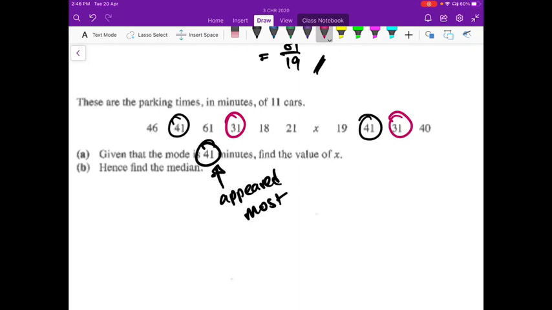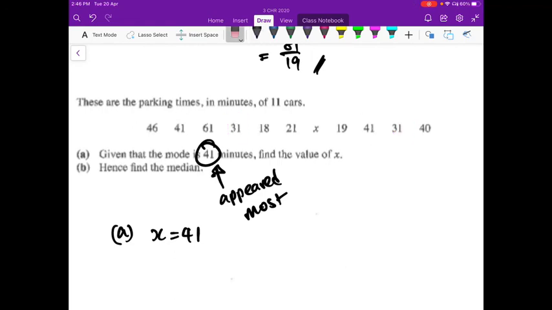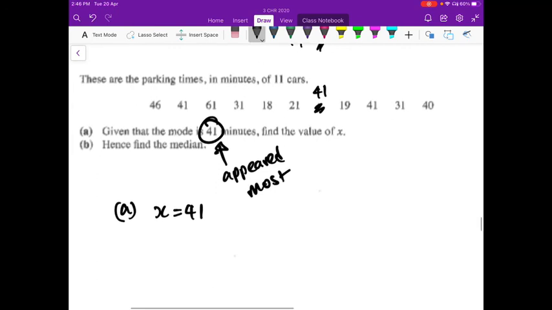But they tell us that 41 is confirmed to be the mode. That means x must be 41. So part A, x equals 41, because they told us that the mode is 41. So now we can change this to become 41. Hence, find the median. Okay, B, median position.